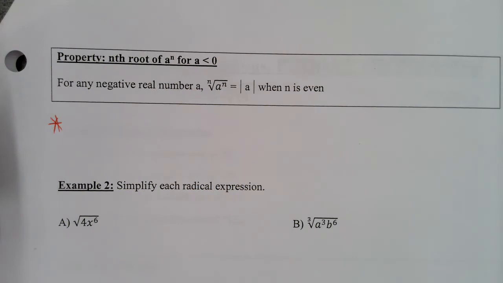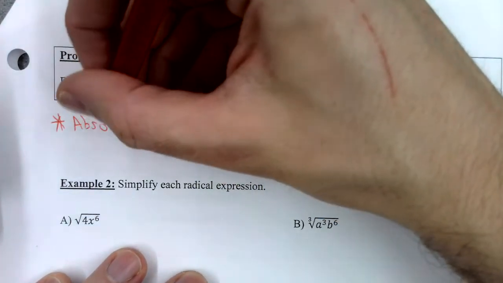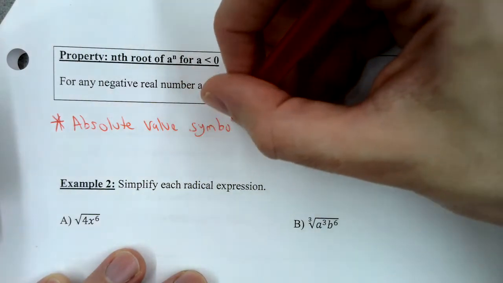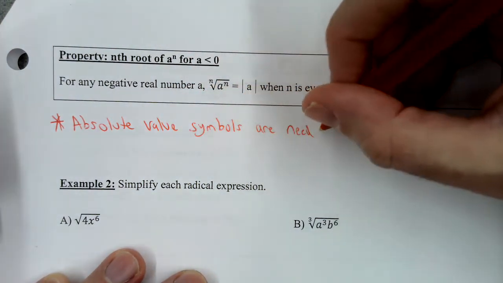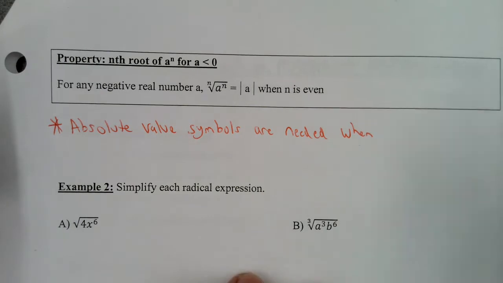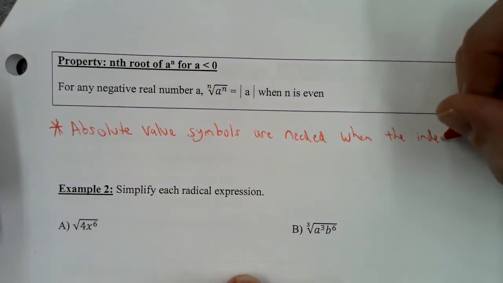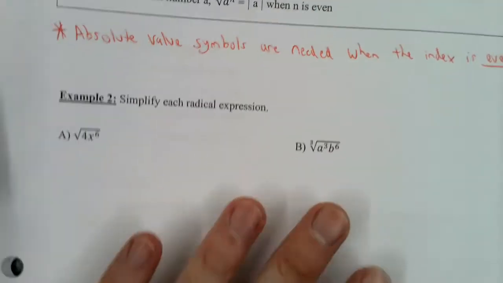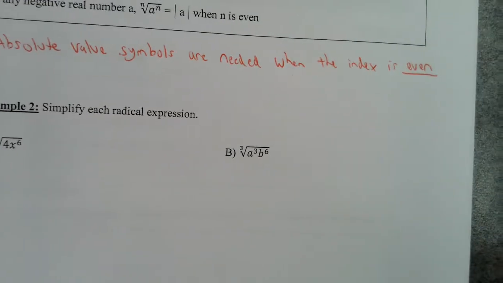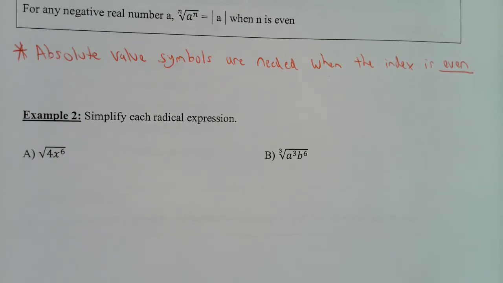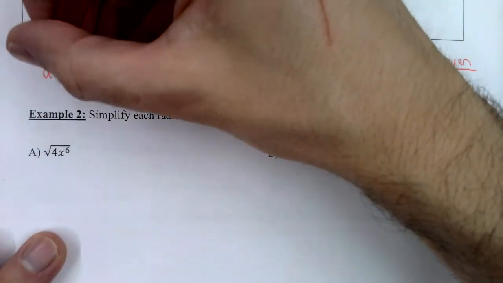When you're dealing with variables, absolute value symbols are needed when the index is even and the variable has odd degree.